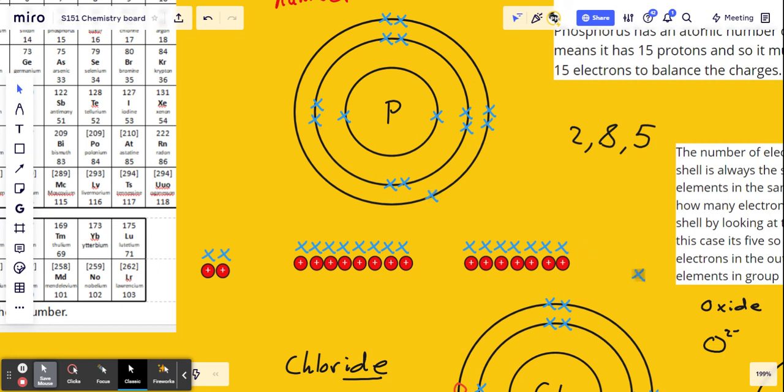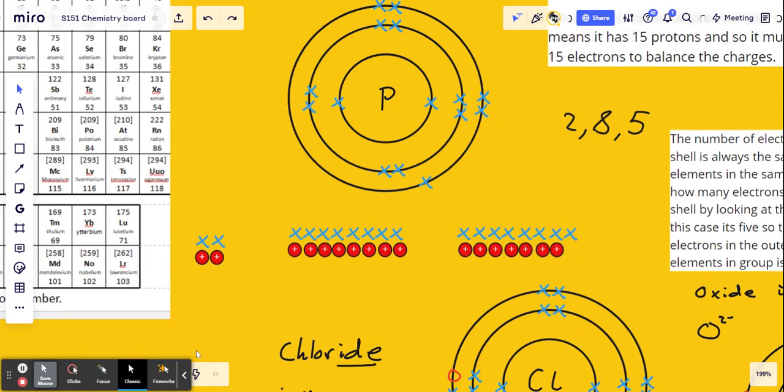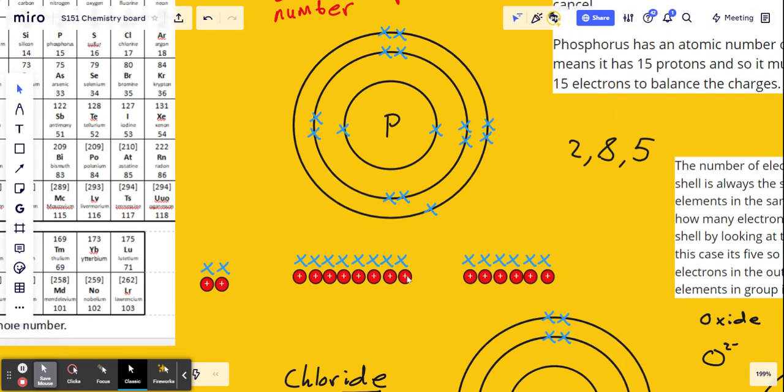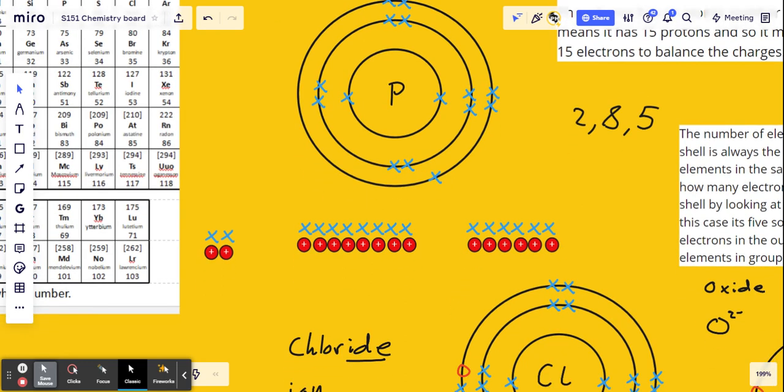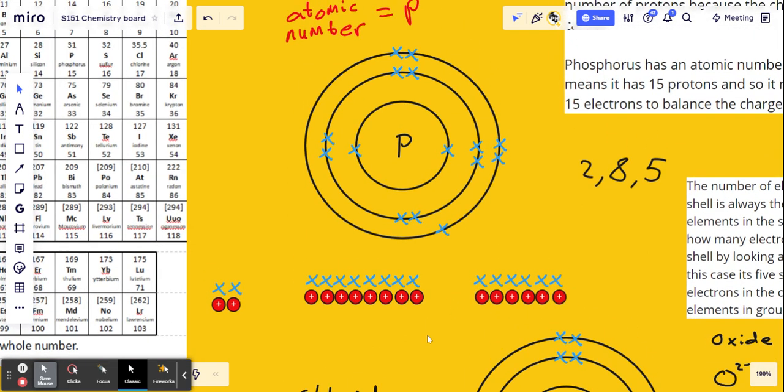So I'll just move this out of the way here. Let me just make sure I've got this right. Is this phosphorus? Hang on a second. In fact, I think that was chlorine I was doing there. So this is a neutral phosphorus atom.